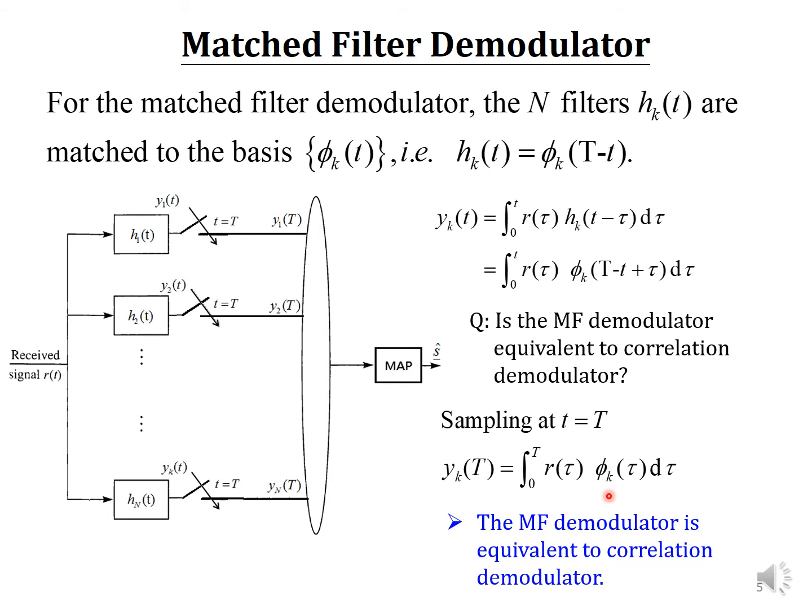So the matched filter demodulator is equivalent to the correlation demodulator. They are equivalent, but the implementation is different, because here we implement it with just a filter, and the sampling is just a flip-flop in the implementation.